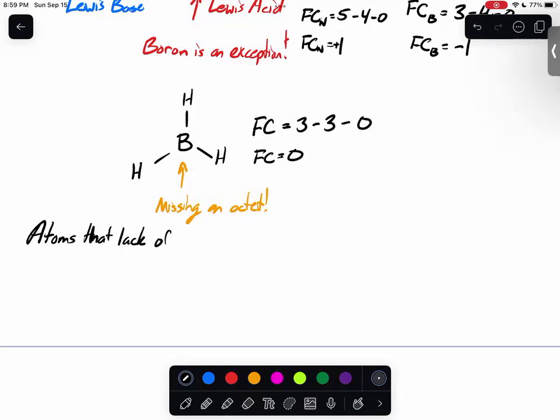There are a couple of very common atoms that lack octets, and there are more than this, but these are the primary ones you're going to pay attention to. The first is boron, which we've been seeing a lot. The second is aluminum, right? And this shouldn't be a surprise, because aluminum is below boron on the periodic table.